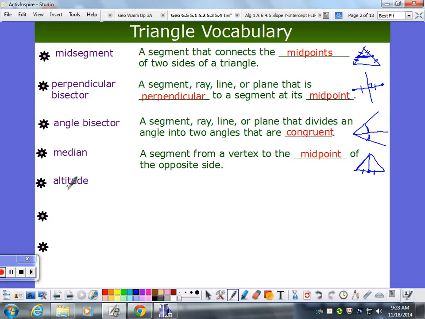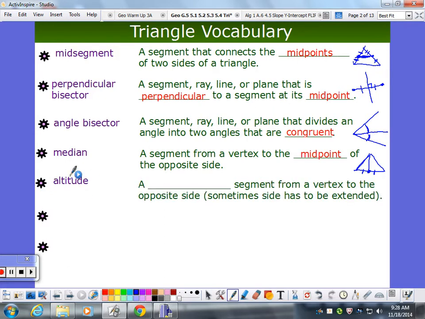An altitude, yes. You do have to know what an altitude is. An altitude is a perpendicular segment from a vertex to the opposite side. You have to sometimes extend this side. It's dropping a perpendicular. So let's say it's in a triangle, and from here I want to drop an altitude. It's dropping from the vertex a perpendicular. And we'll talk about why sometimes it has to be extended. So it's basically the height of this figure. That's the height.